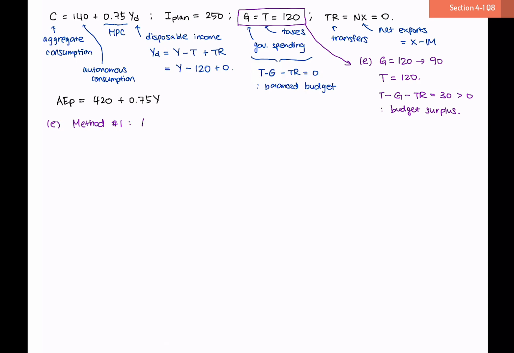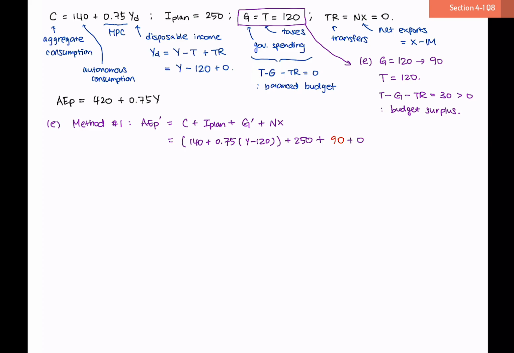Now let's find the new equilibrium output using the new planned aggregate expenditure function. We know that our planned aggregate expenditures is the sum of consumption, planned investment, government spending, and net exports. Our consumption function is still the same at 140 plus 0.75 of disposable income. Your disposable income is still Y minus 120 because nothing has changed on taxes or transfers. Your planned investment is still 250. What has changed is your government spending.